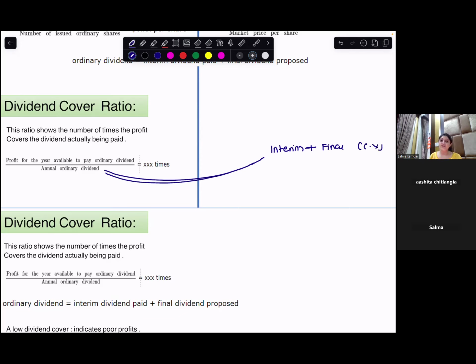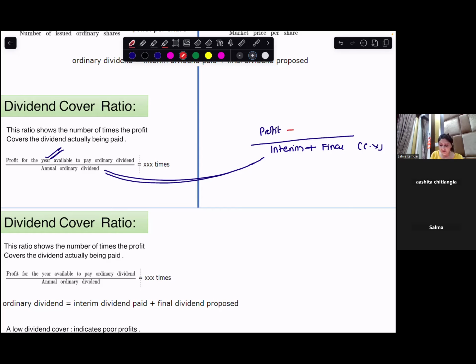So the dividend cover ratio will tell you how many times profit can pay the dividend. But which profit? The profit for the year. But you will not take the full amount of profit, only the profit available to pay dividend. Now, what is the profit that is available to pay dividend?